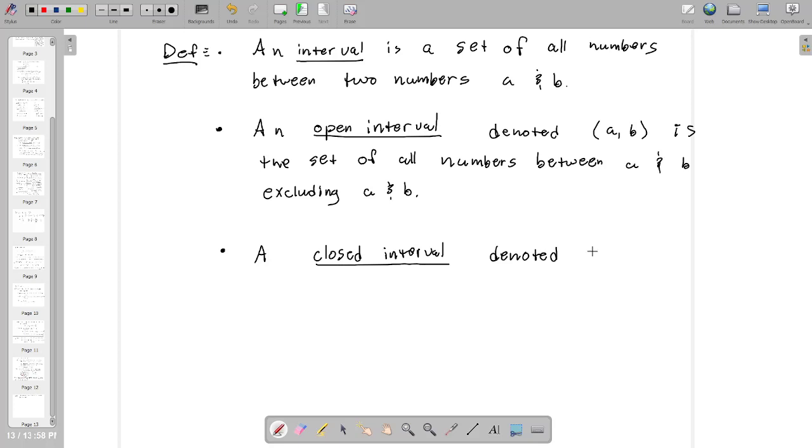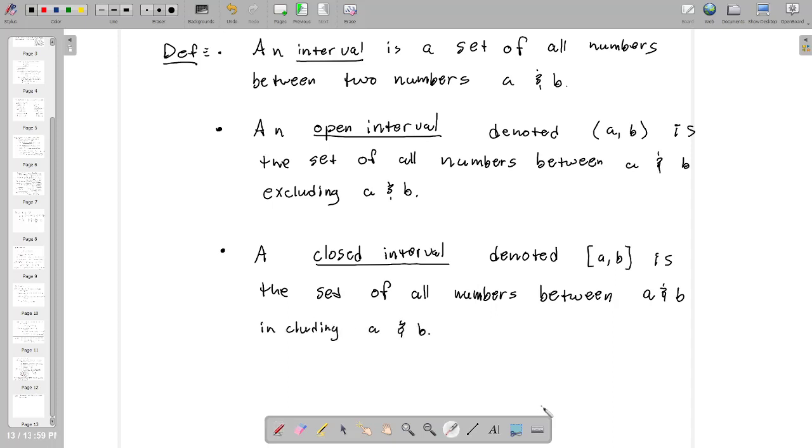The closed interval, denoted with brackets, is the set of all numbers between A and B, including A and B. So here, A and B are included in the set, so they are contents of the set amongst all the other numbers that are between A and B.